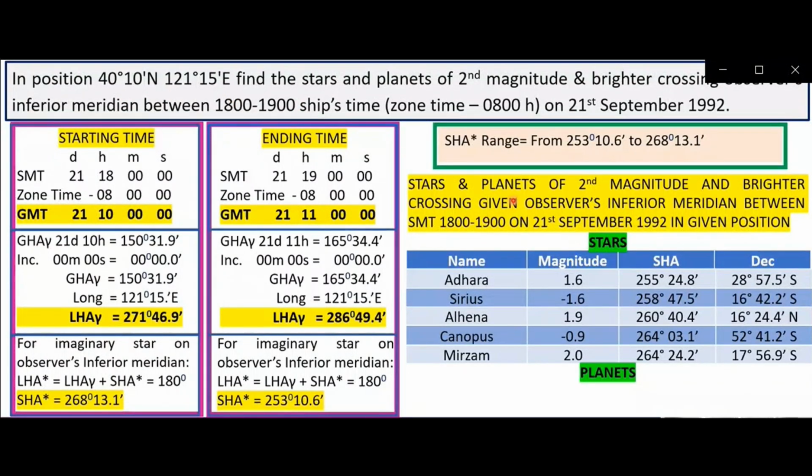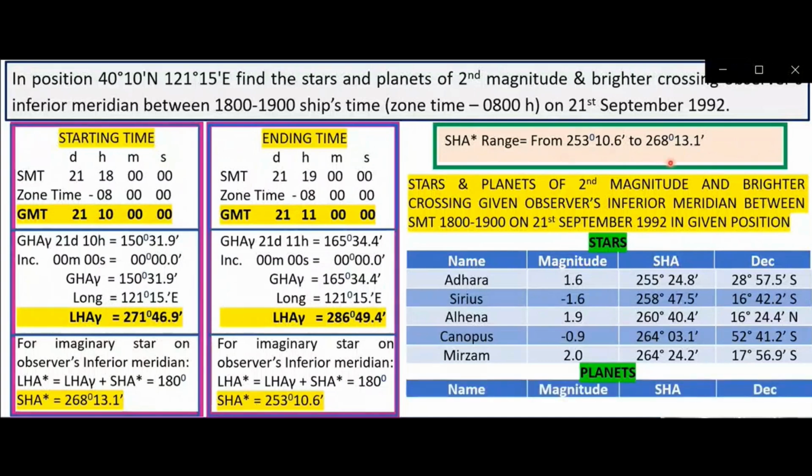Now we go to the daily pages of the Nautical Almanac for 21st September to see if any of the planets fall in this range of SHA. And we find that Mars has a SHA of 264 degrees, 06.2 minutes, which is in this range. So Mars would also be crossing the observer's inferior meridian in the given window. Now, where do we get this SHA of Mars from? Where do we get the declination of Mars from? Where do we get the magnitude of this planet from?